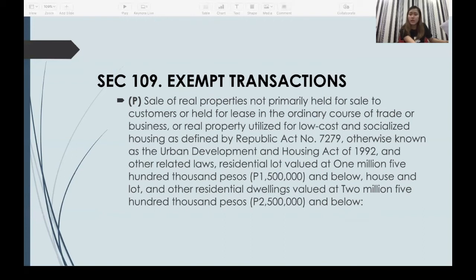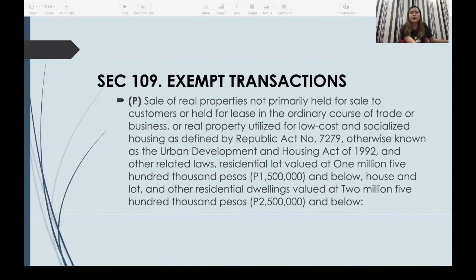Next is itong real property utilized for low cost and socialized housing. Ito real estate dealers like Ayala Land, Camella. If ever meron silang pabentang pabahay, yung mura, at the same time pasok sa low cost budget. Si low cost kasi dapat hindi mag-exceed ng 2 million. So it is so that it could be affordable but exempt yun.